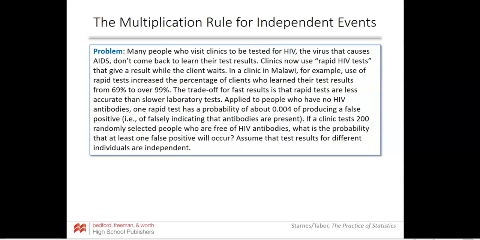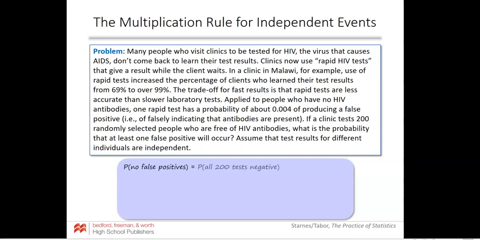There's always a problem with tests. There's always some false positives, falsely indicating the antibodies are present. If a clinic tests 200 randomly selected people who are free of HIV antibodies, what is the probability that at least one false positive will occur? Assume the test results for different individuals are independent.